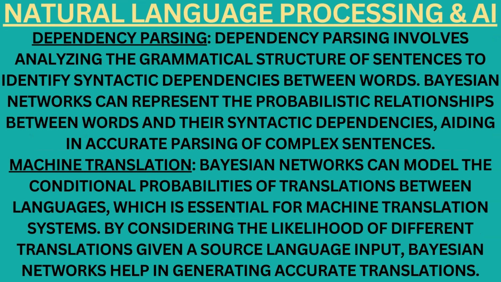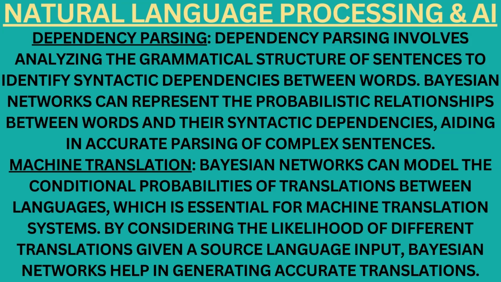Dependency parsing. Dependency parsing involves analyzing the grammatical structure of sentences to identify syntactic dependencies between words. Bayesian networks can represent the probabilistic relationships between words and their syntactic dependencies, aiding in accurate parsing of complex sentences.